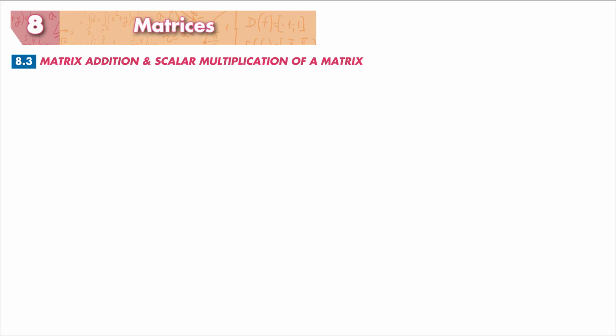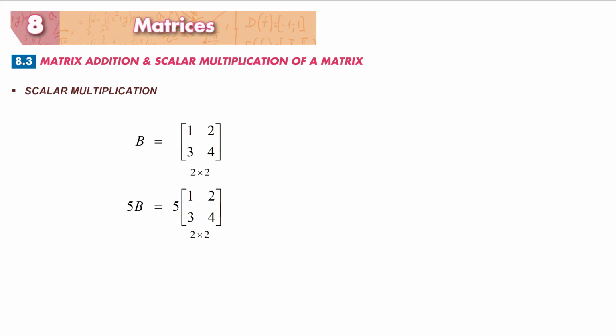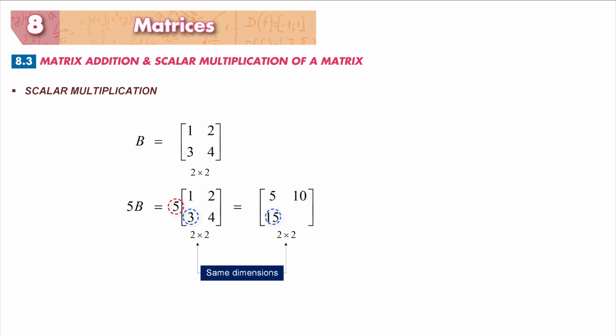In this lesson, we'll be learning scalar multiplication and matrix addition. Consider a 2 by 2 matrix called B with elements 1, 2, 3, and 4. Multiplying B with a scalar, say 5, would simply be 5B, that is 5 times B. In scalar multiplication, every element in matrix B is multiplied by 5. In this case, 5 times 1, 5 times 2, 5 times 3, and 5 times 4, resulting in a matrix of the same order, that is a 2 by 2, and that is the answer.